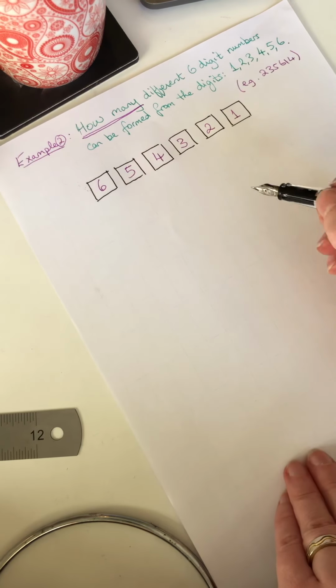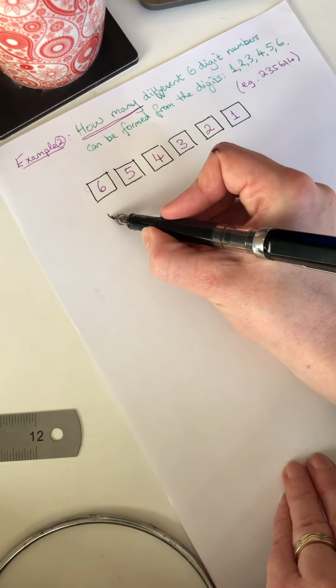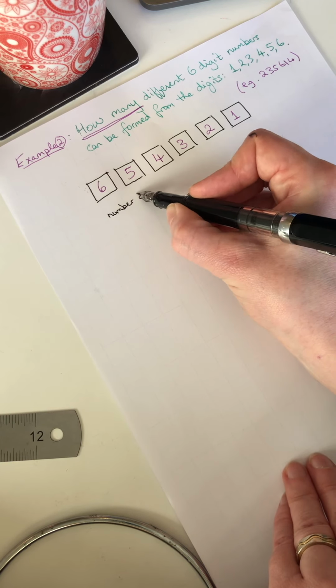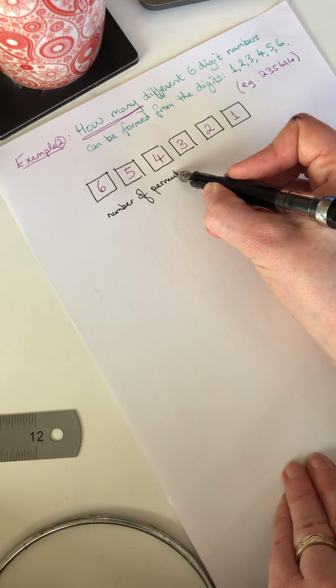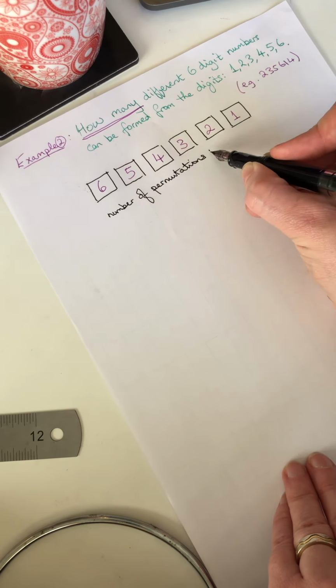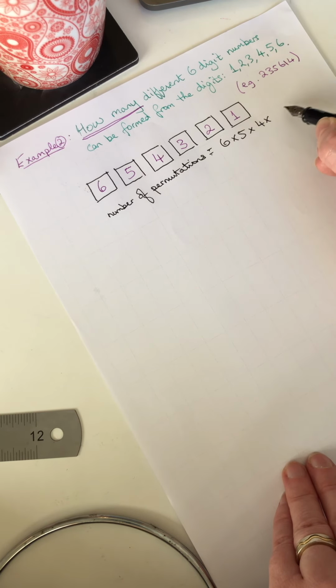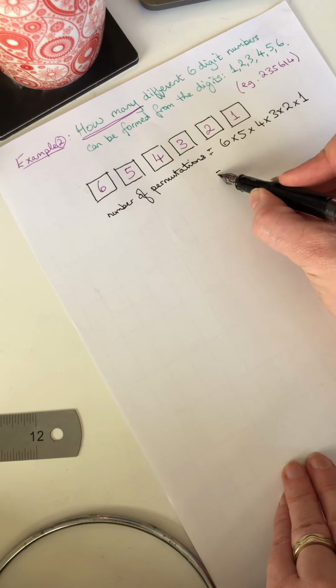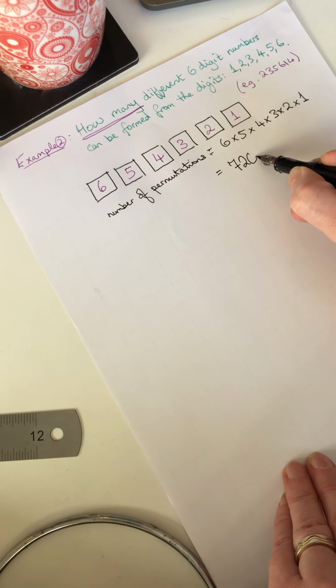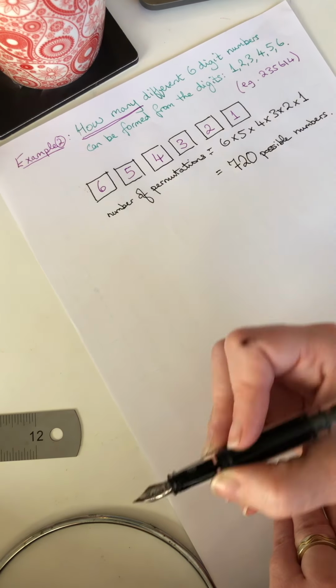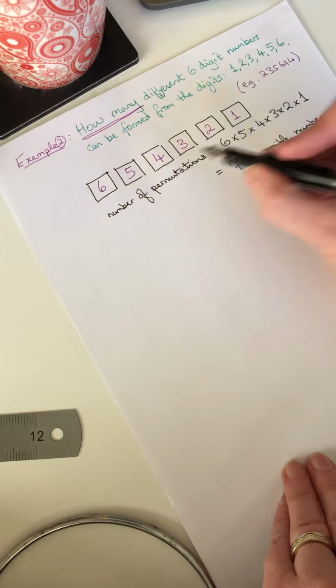And you're possibly starting to see a pattern at this point. So the number of arrangements, the number of permutations, is going to be all of those multiplied together. And of course you can just use your calculator for that. So there are 720 possible combinations, possible numbers that we could form from those 6 digits. And it doesn't matter that they're sequential, it doesn't matter that they're consecutive.